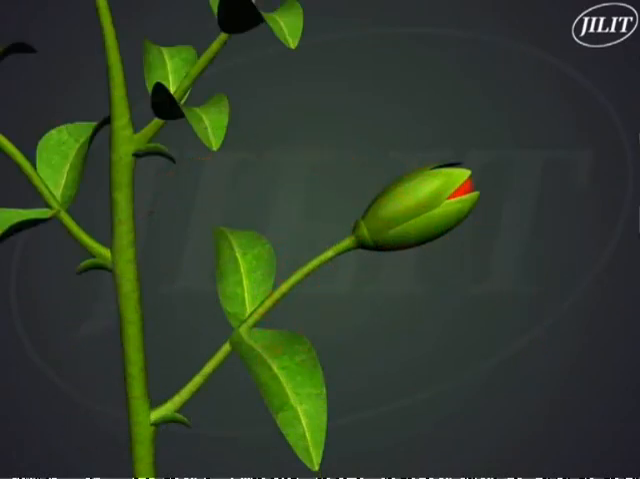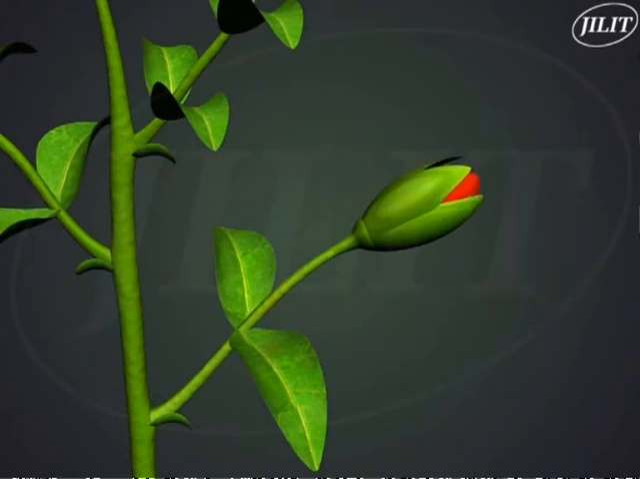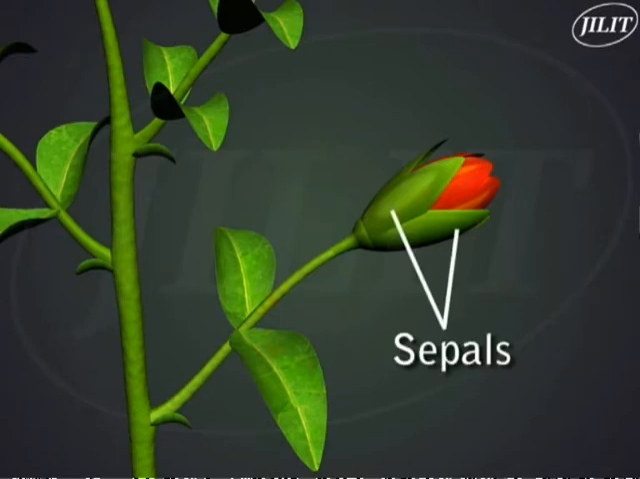The stalk of the flower is called pedicel. It exposes the flower in a favorable position for pollination. There are 4 whorls which constitute a flower. Outermost whorl is usually made up of small green leaves known as sepals. Sepals protect the flower when it is in a bud form.